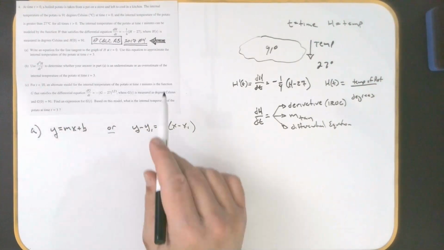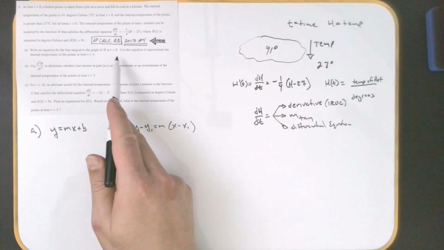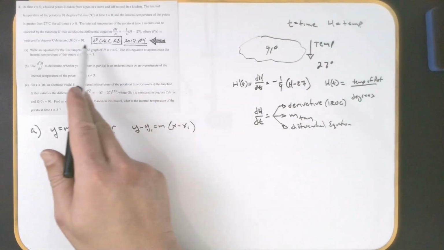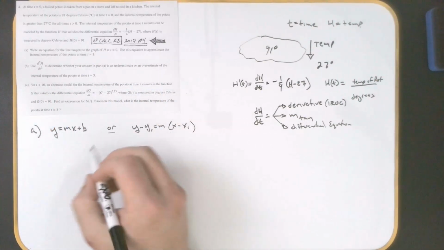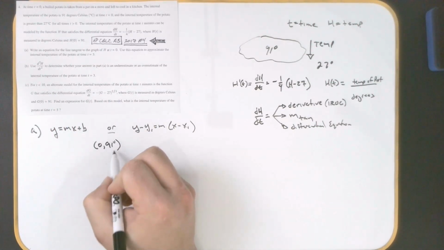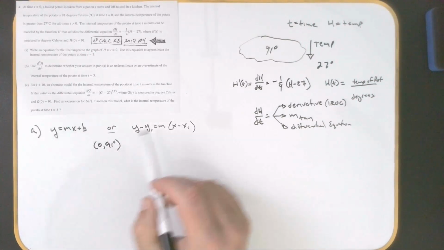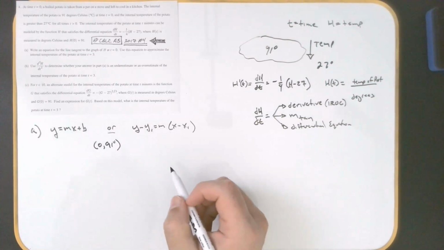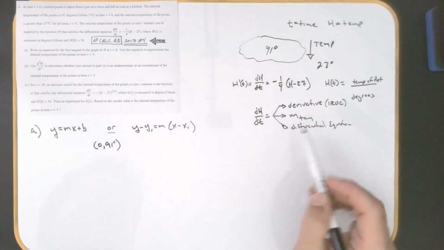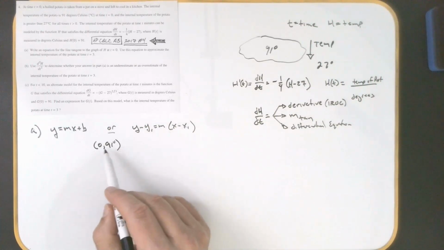So I need to write the equation of the line tangent at t equals 0. Well, I need a coordinate. They tell me at time 0, and earlier in the question it says h of 0 is 91. So this is handy. We have a coordinate, (0, 91) degrees, and now all we need is our slope. Back over to here, dh/dt is the slope of the tangent, so I just need to evaluate that here.